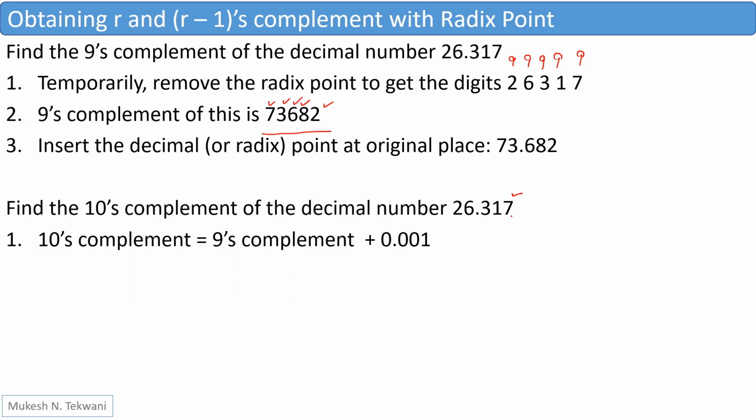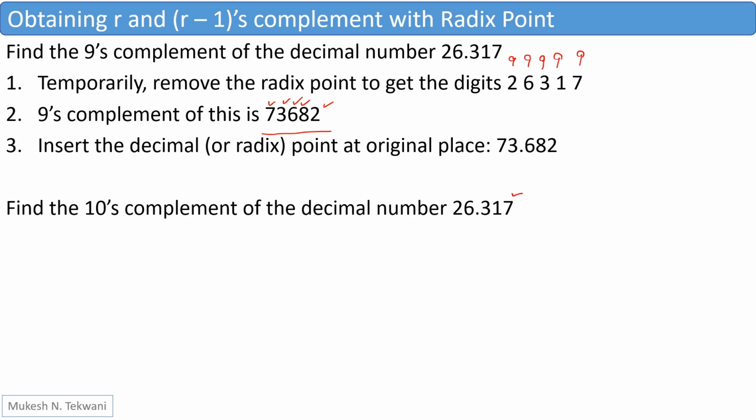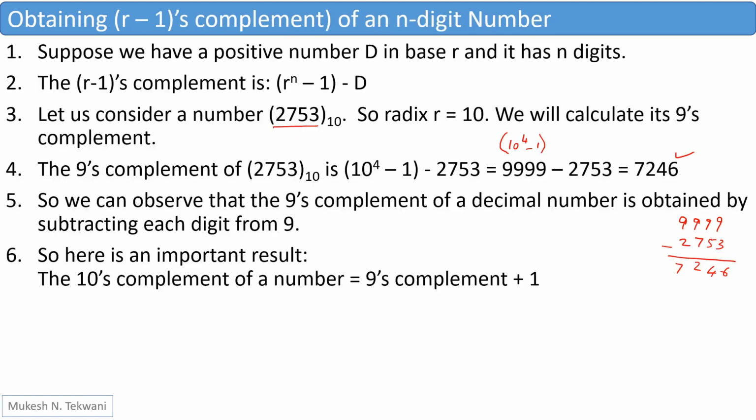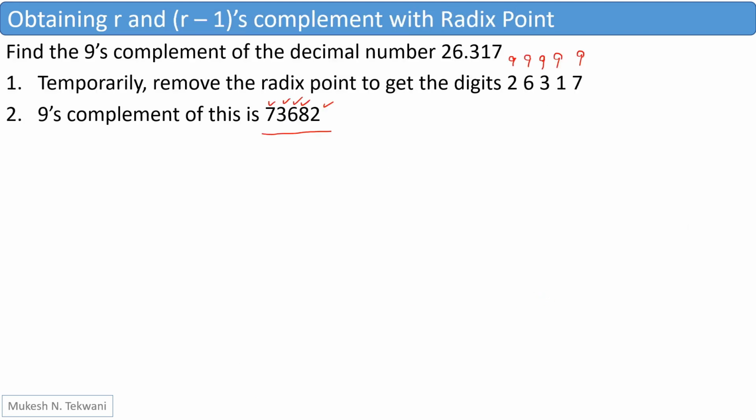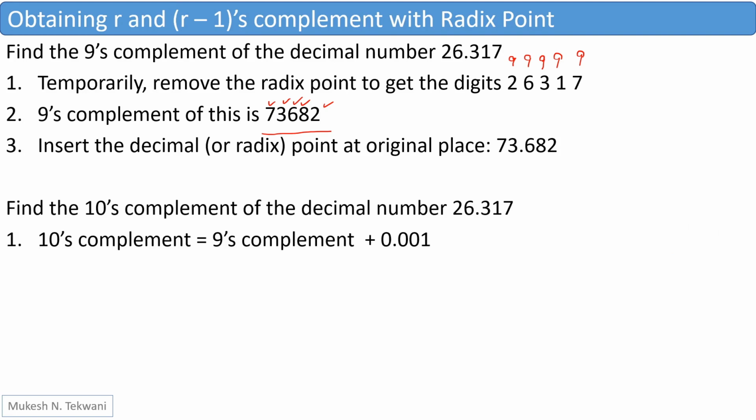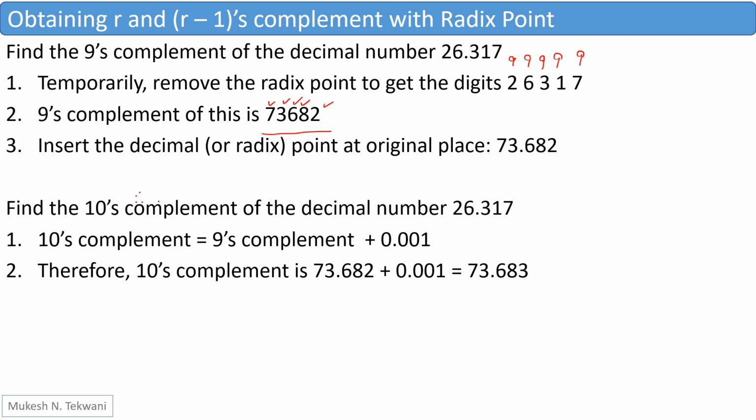And just as in the previous example we were adding 1, let us go back to the previous example where we added 1. Here it is. We said the tens complement is nines complement plus 1, right? But now we have the tens complement is nines complement plus the smallest value there is, 1,000th, and therefore that is plus 0.001, and therefore the tens complement becomes 73.682 plus 0.001, which is 73.683.